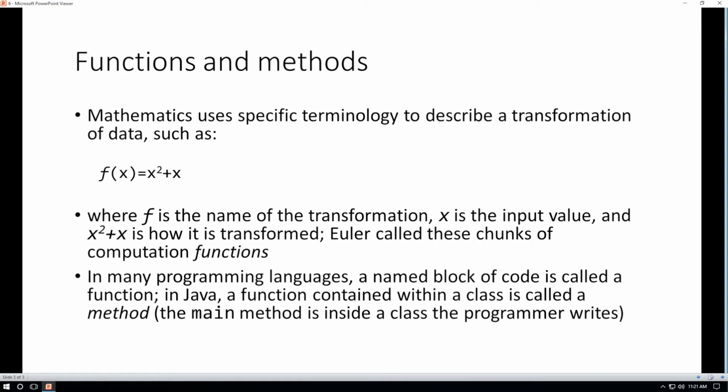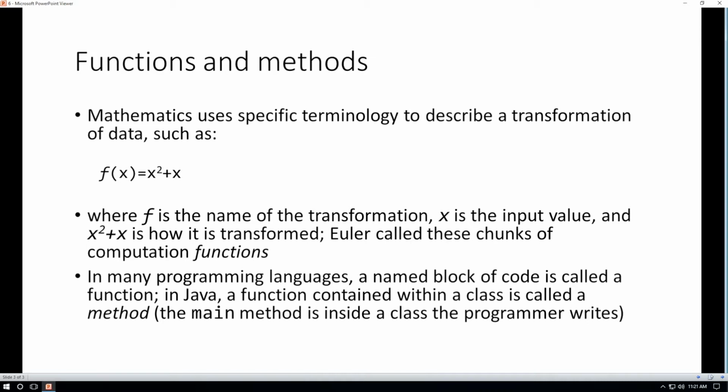And in general, as most mathematicians like to do, they say f stands for a function, functions in general. So it won't necessarily have a specific name. In programming, it always will. Here we see f of x. The x is an input value. x squared plus x is how we take that input value and transform it.